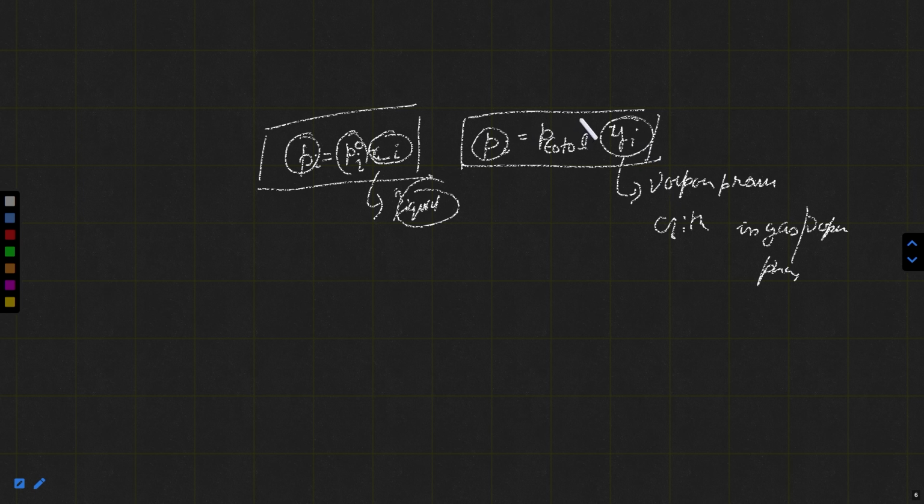So, we have replaced this P naught I by P total, where P total is the total pressure. Total pressure, that is P1 plus P2, the partial pressure due to 1 plus the partial pressure due to 2. This is Dalton's law. We will study it more briefly in the next slide.